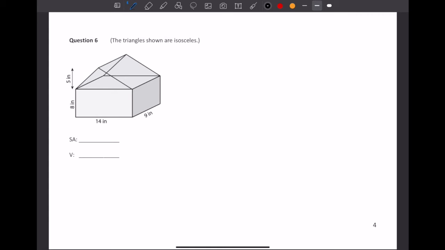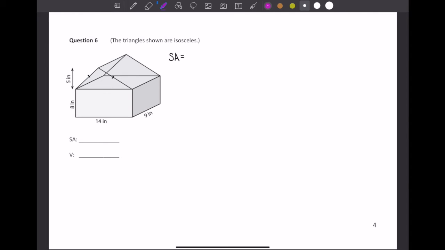cuboid, and we are told that the triangles shown are isosceles. What that means is we can assume that this side of the triangle and that side of the triangle are the same lengths. So in this problem, our strategy to find the surface area is going to be to find the area of each of the shapes on the outside and then just add all those areas together. So we can use some colors to help us.